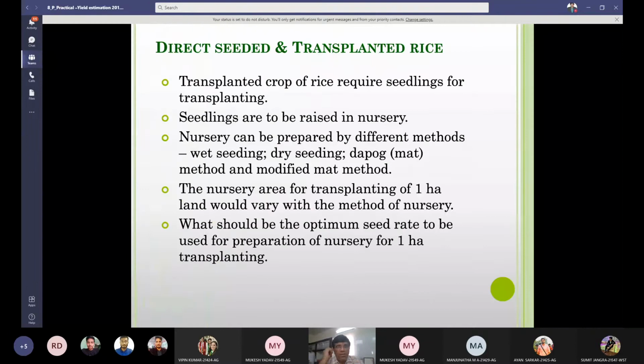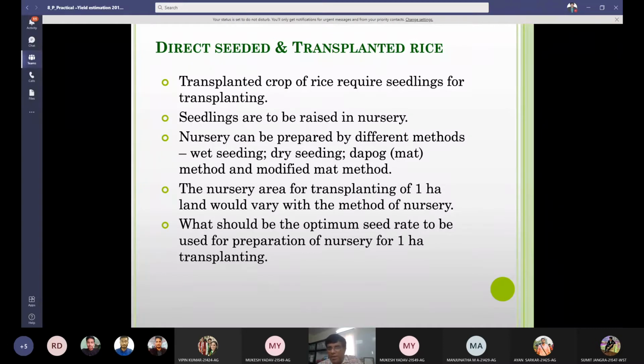Now you know there are two kinds of rice establishment methods. One is direct seeded, the other is transplanted rice. In direct seeded rice, you just do the sowing of the seeds directly into the soil, maybe by broadcast method or line sowing, in dry or wet conditions. But for transplanted rice, you are raising the seedling. Therefore, a transplanted crop of rice requires seedlings for transplanting, so your seedlings need to be healthy and the nursery is to be raised.